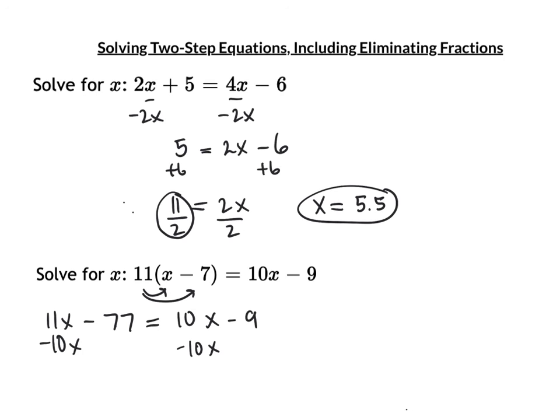11x minus 10x is 1x, which is just x. X minus 77 is negative 9. Now I can get the variable by itself, only one more step here. And 77 minus 9 is 68.